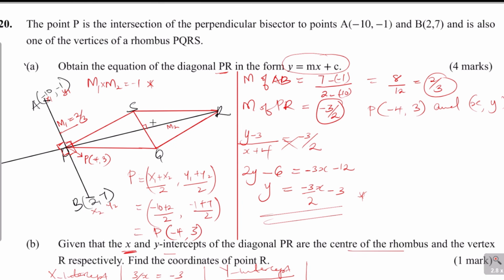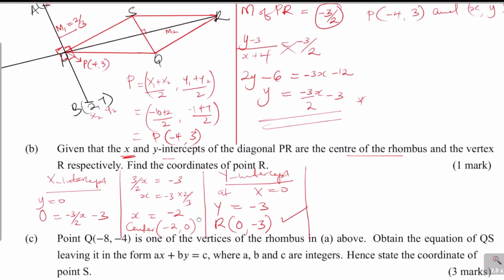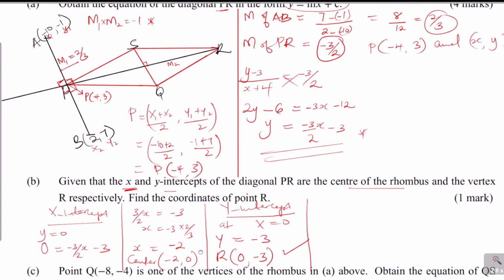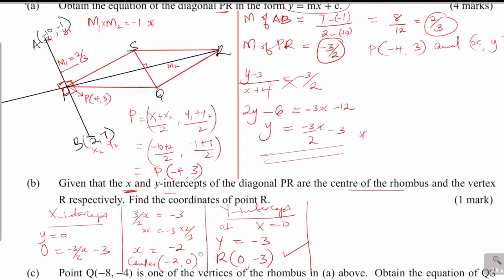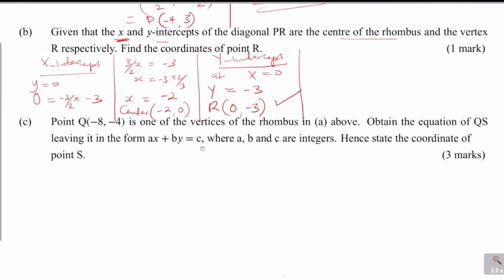So knowing the gradient of PR, the gradient of PR was -3/2. We got it from the first part. So gradient of PR is equals to -3/2. So the gradient of QS will therefore be 2/3, because these are perpendicular and the product of their gradients should give -1.